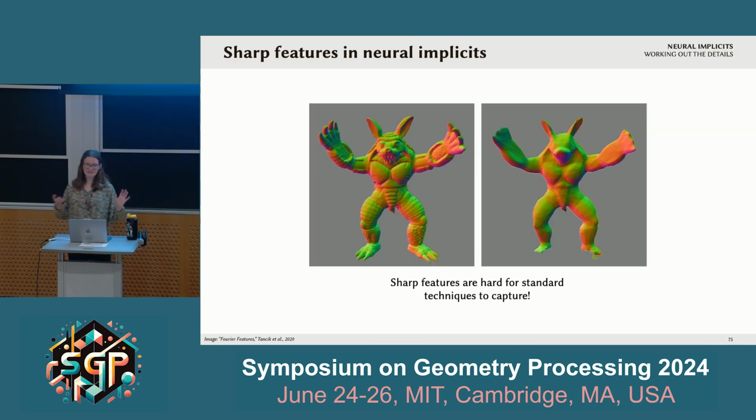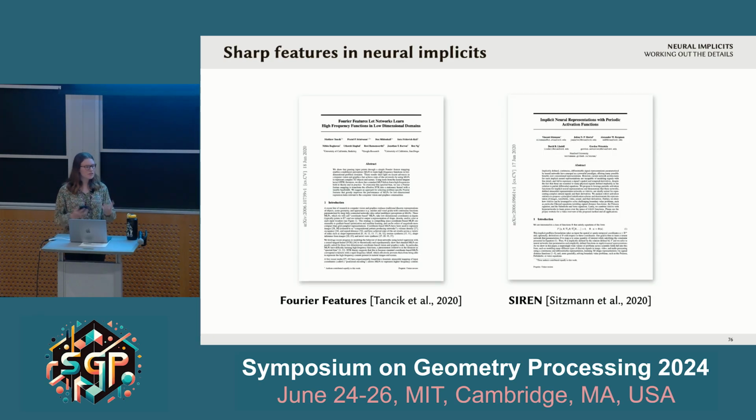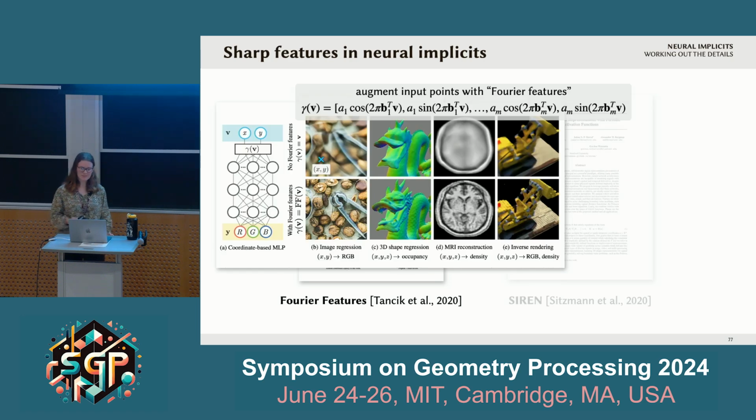One issue that you very often encounter when using standard techniques for fitting neural implicits is that they have a lot of difficulty capturing sharp features. There are two main techniques that are often used for solving this, both from 2020, and they both work pretty well. The general idea of both of these papers is to somehow give the network a way to see the high frequency details of your data. But I'll talk a little bit about specifically how they work now.